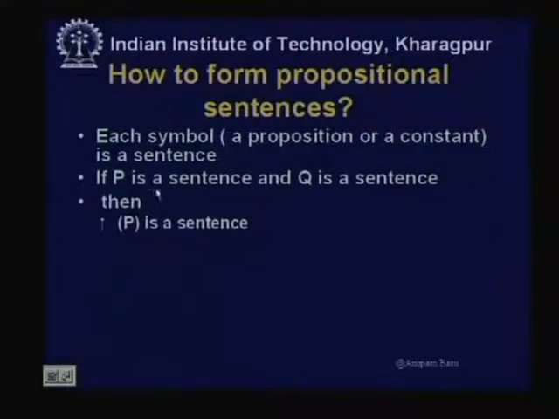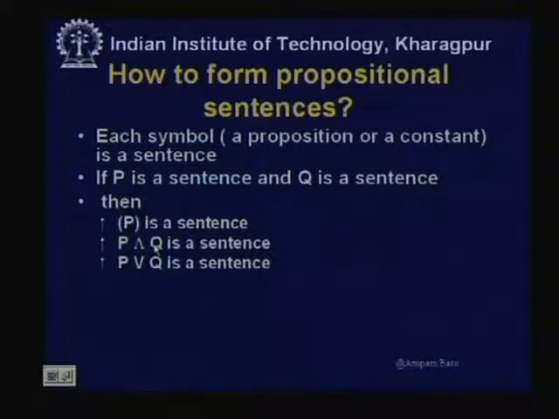If P is a sentence and Q is a sentence, then if we block them in parenthesis, that is a sentence. Since P is a sentence and Q is a sentence, P and Q is a sentence. All right? Similarly, P or Q is a sentence. If P is a sentence, not P is also a sentence.